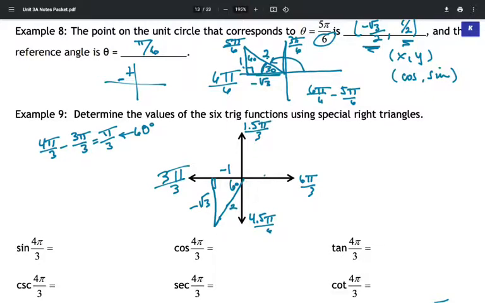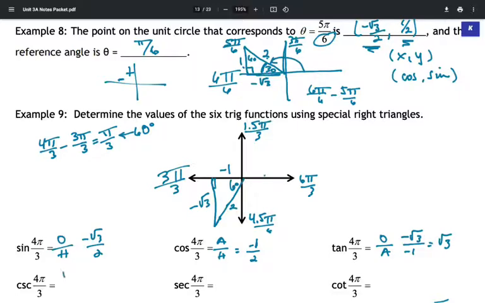And this is 2. So sine is opposite over hypotenuse, which would be a negative square root of 3 over 2. Cosine is adjacent over hypotenuse, so it's going to be a negative 1/2. Tangent is opposite over adjacent, so it's going to be a negative square root of 3 over negative 1, which is just square root of 3.